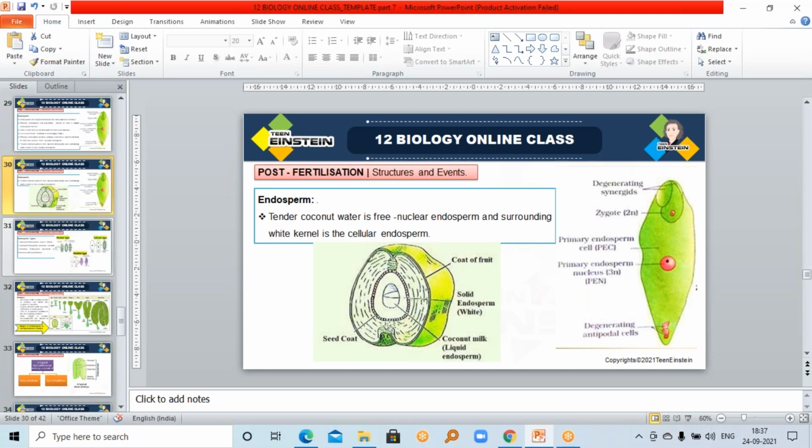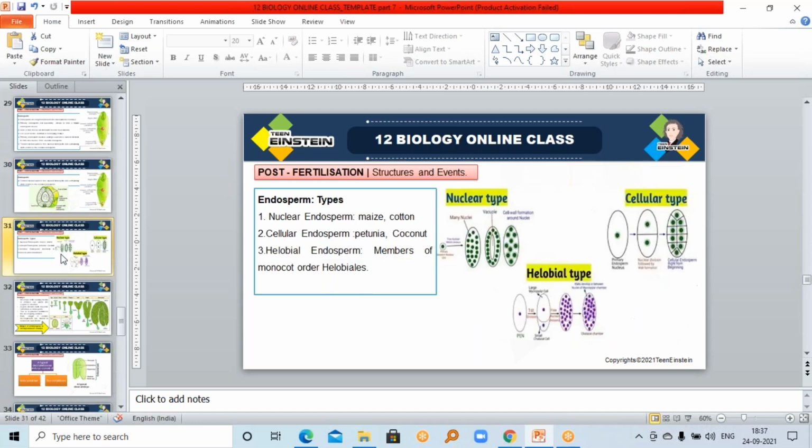surroundings, that is the cellular endosperm. So don't get confused when they are asking about pre-nuclear, that is the tender coconut water, and the white kernel is the cellular endosperm. Okay, and next there are different types of endosperm: nuclear type, cellular type, and halobial type. Okay, three different types of endosperm.